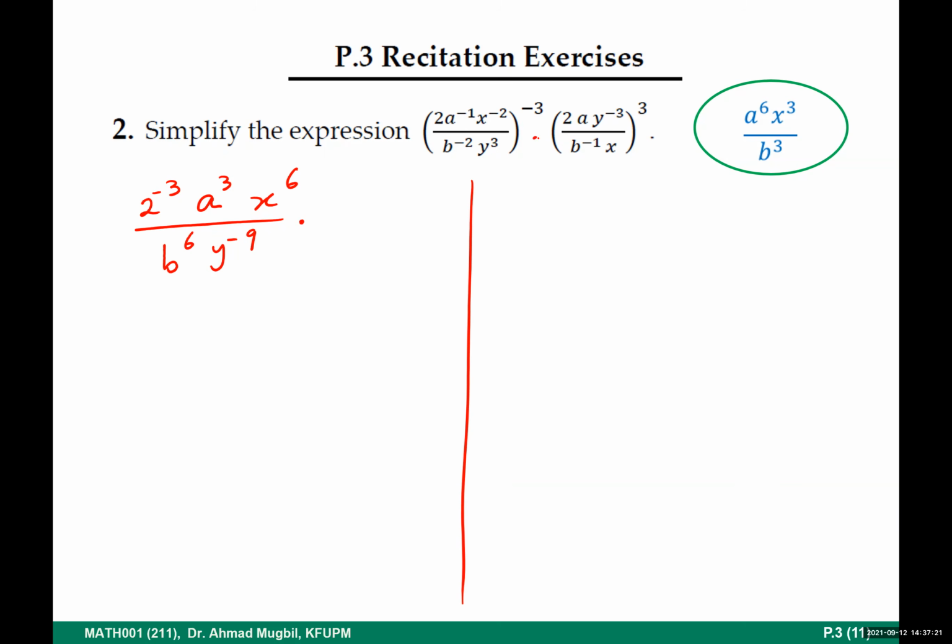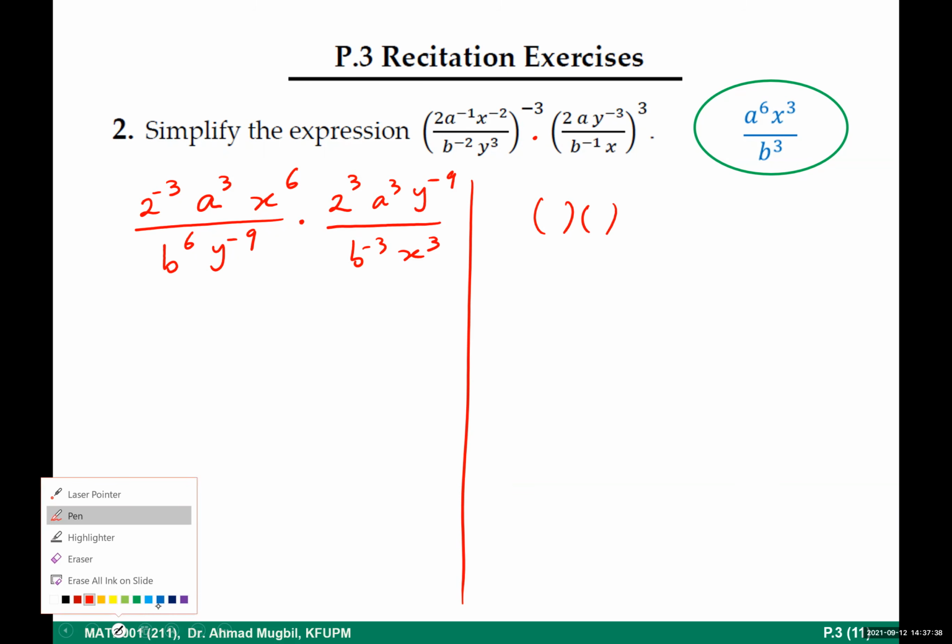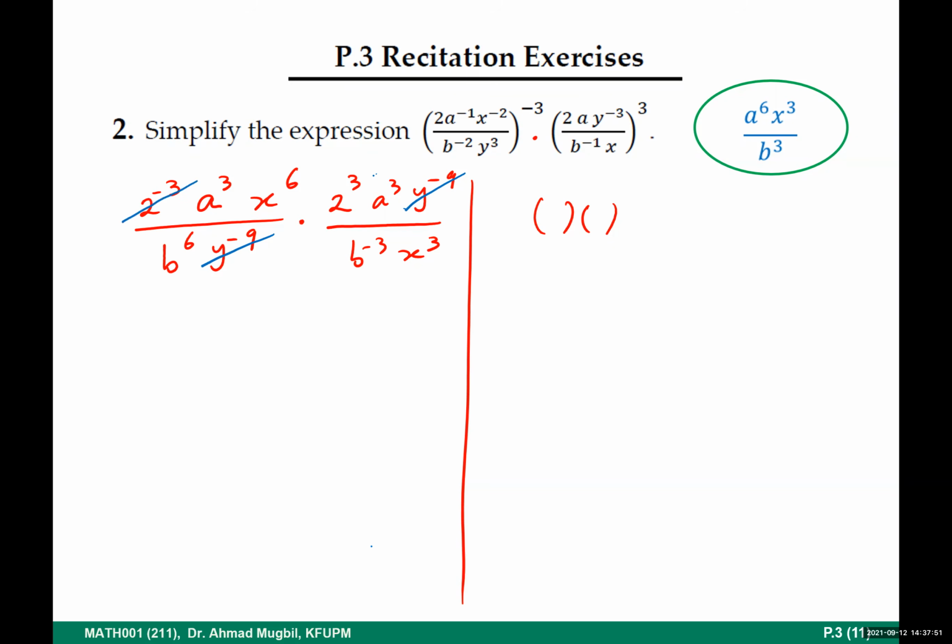Now, this is a multiplication, Shabab. When you have brackets multiplied by brackets, it is a multiplication. You will have here 2 to the power 3. The power here is 3, not -3. A to the power 3, y to the power -9, all over b to the power -3, x to the power 3. Now, this is your favorite part, the cancellation. You have here y to the power -9 over y to the power -9. So you have 1 here. Similarly, you have here 2 to the power -3 will be cancelled with 2 to the power 3. Why? Because it will be 2 to the power 0. 2 to the power 0 is 1.